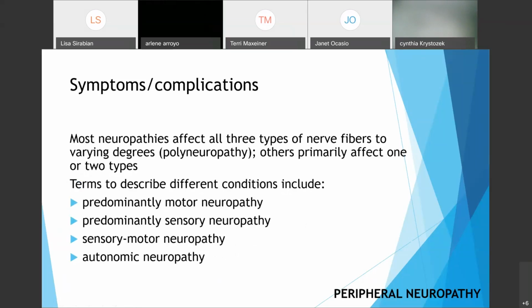So most neuropathies affect all three types of these nerve fibers. So this is why we hear about polyneuropathy. Others primarily affect one or two types. So you might see it written in doctor's notes or something, predominantly motor, predominantly sensory. You may hear sensory motor neuropathy or even autonomic.